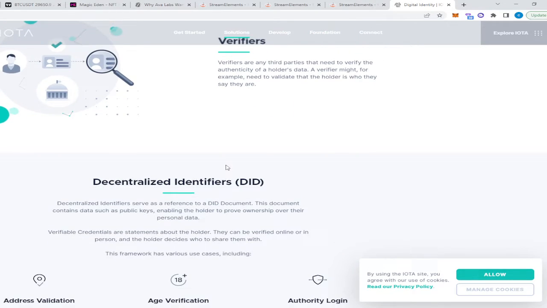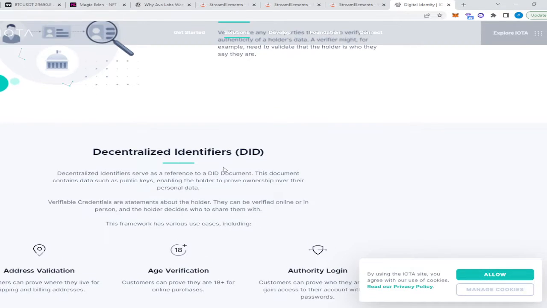So they have the DID, decentralized identifiers, which serve as a reference to a DID document. This document contains data such as public keys, enabling the holder to prove ownership over their personal data. Verifiable credentials are statements about the holder that can be verified online or in person, and the holder decides who to share them with.